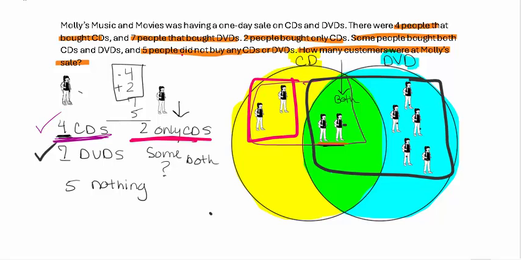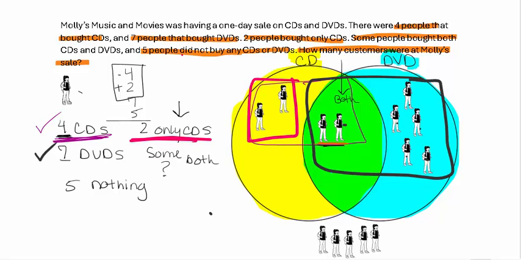Oh, and we have 5 people that bought nothing. So we have to move 5 people. If they bought nothing, they're going to be out here in the nothing area. So we're not going to put them in either circle. 1, 2, 3, 4, 5. All right. So if we look at this now, let's look back at what the question was asking us.